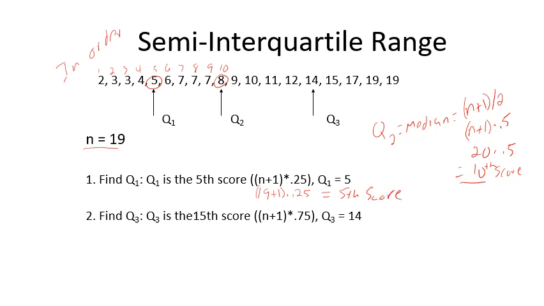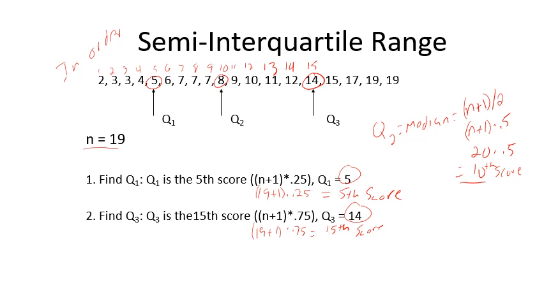For quartile 3, similar thing, except now we're looking for the 75th percentile, so it's 19 plus 1 times 0.75. We get the 15th score. And the 15th score here is 14. And that's where we get that 14 for the third quartile. So quartile 3 is 14, quartile 1 is 5, quartile 2 is 8.